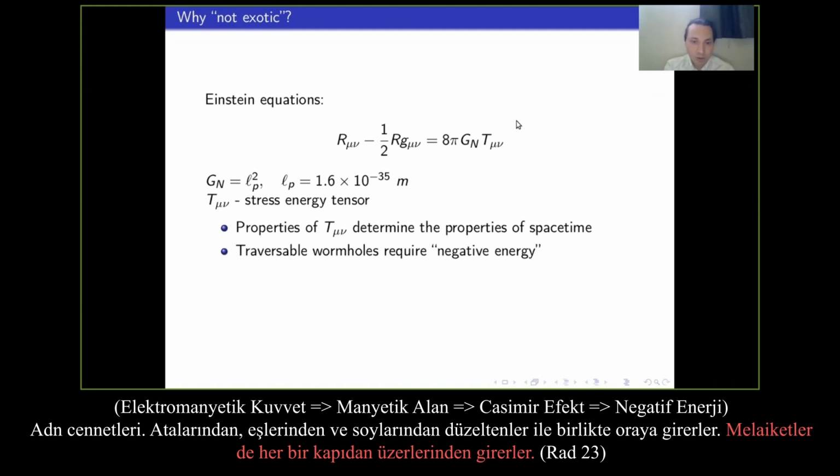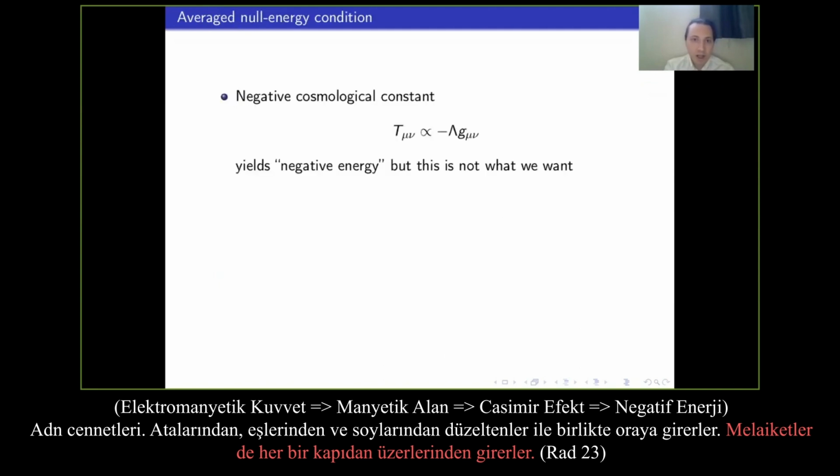And traversable wormholes require the so-called negative energy. The physical reason for this is that there are two-spheres inside the wormhole. It first shrinks and then expands. And so various theorems in Einstein gravity prohibit this unless we have negative energy. And precisely, let me explain what I mean by this.